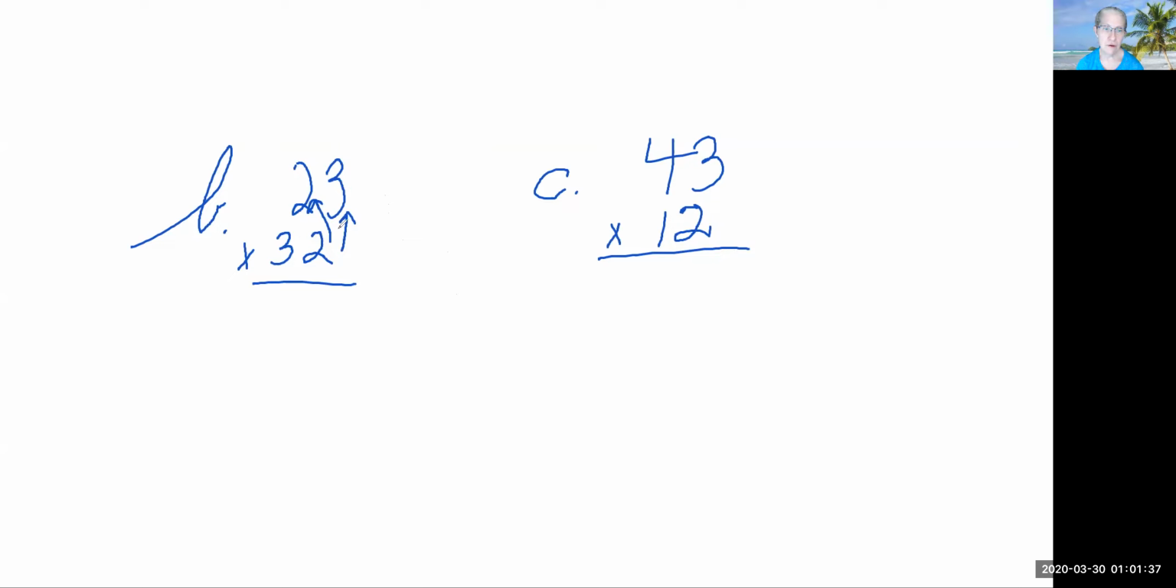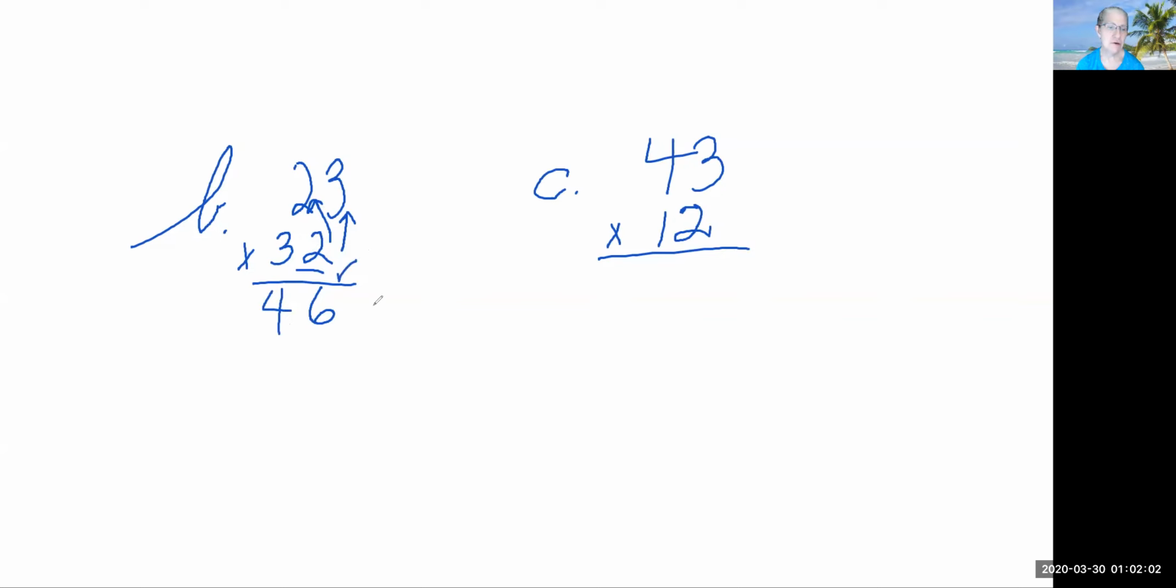Okay, so let's do B. 23 times 32. So start in the ones column. You're going to go 2 times 3 is 6, and that's in the ones column. And you're going to go from the ones to the tens. 2 times 2 is 4. Okay, so you did the ones column.